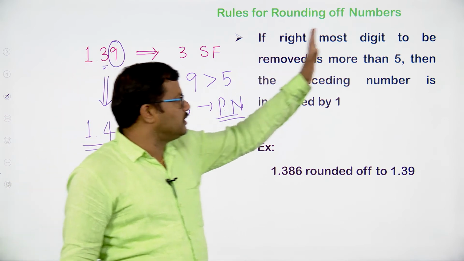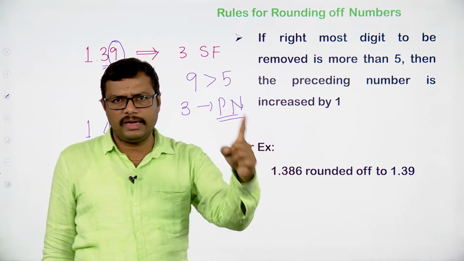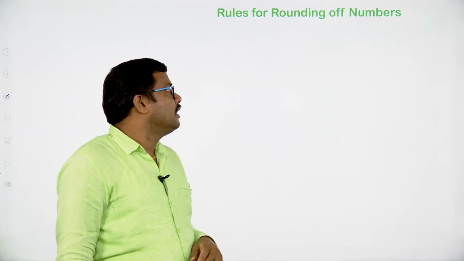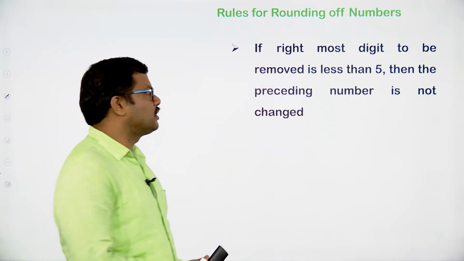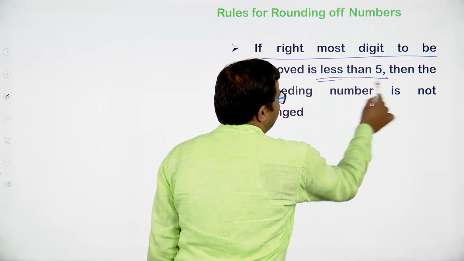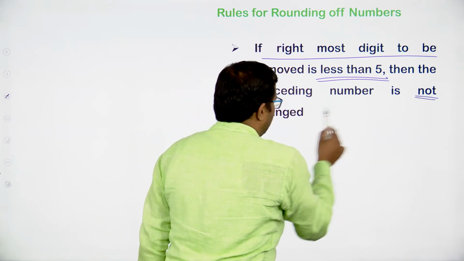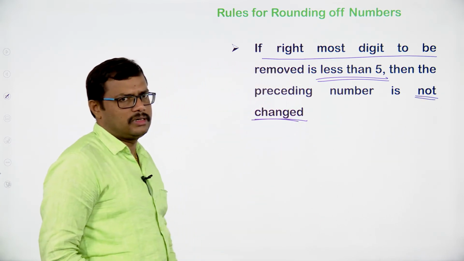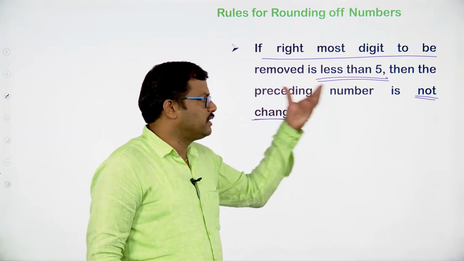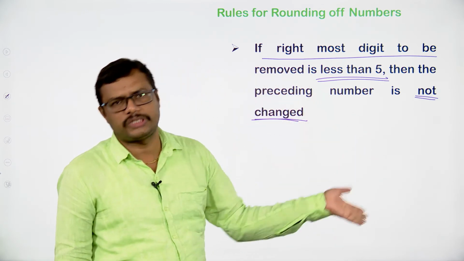If the rightmost digit to be removed is more than 5, the preceding number should be increased by 1. Okay. For suppose, if the rightmost digit, the last digit which is to be removed, is less than 5, what do we have to do? The preceding number is not changed. We are not going to change the preceding number. It should be kept as it is. No need to change it.